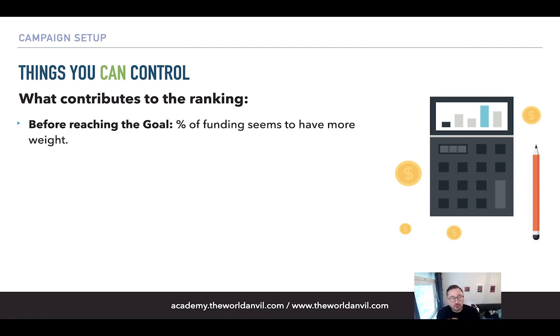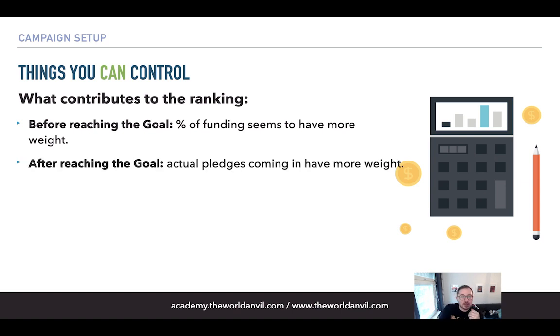Things that are contributing to the ranking. Before you're reaching the goal, it seems that the percentage of how funded you are has more weight. And this is also important when you set the public goal, because of course the lower it is, the faster you're going to increase that percentage. After you reach the goal though, they really start to look at the money that people are putting in. So you cannot really game the system both ways. If you have a very low goal, so you crush it immediately, then there would be an expectation that people keep backing at a constant pace and putting in a lot of pledges. So that's something that you need to remember.